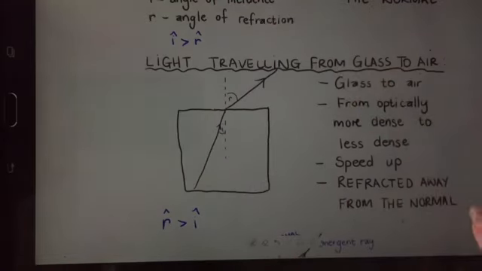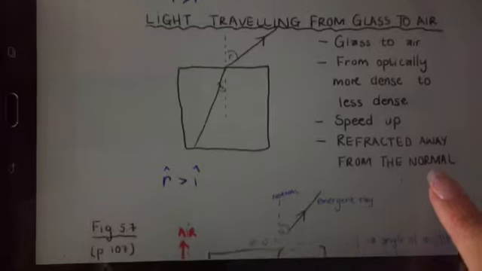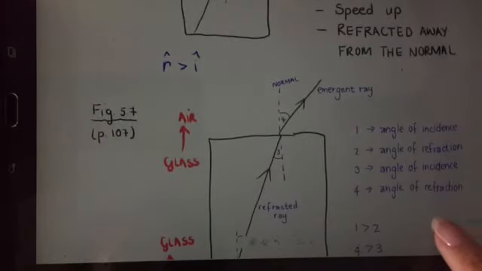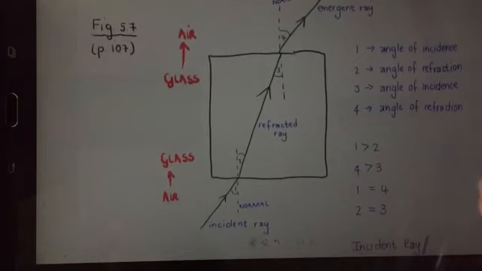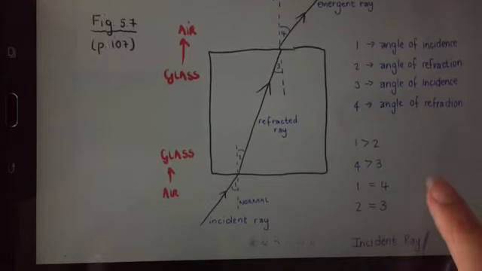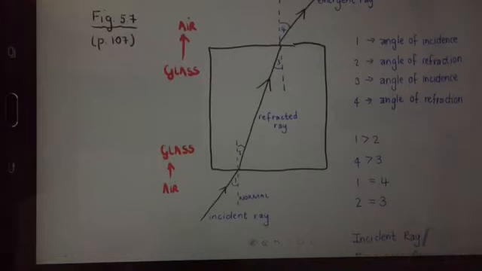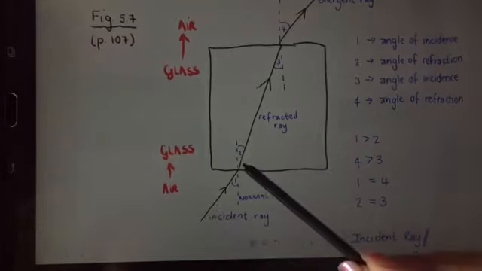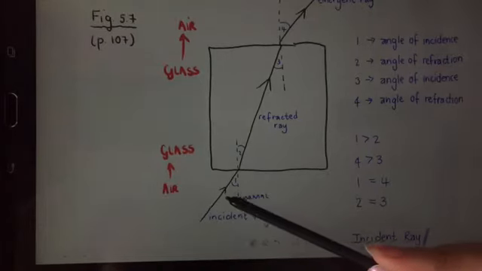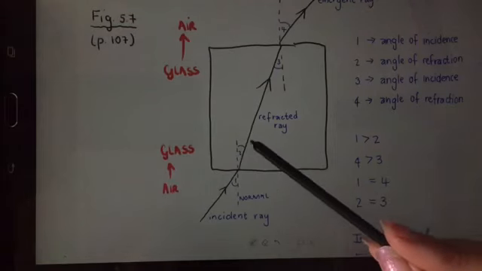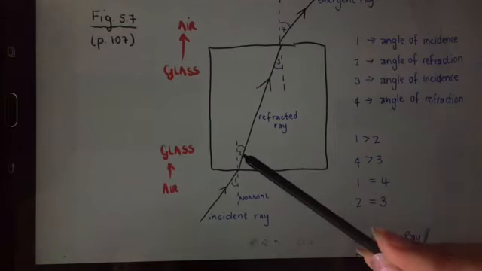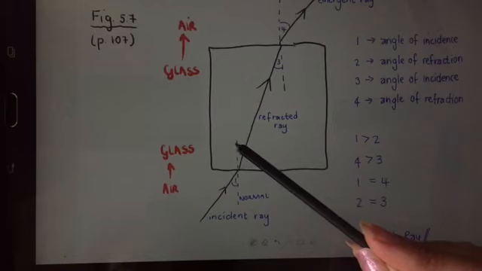So if we take that now and add those two scenarios together, then we end up with something that looks like this. And you'll find this in your textbook on page 107. So this shows the path of light through a glass block. So if we start over here, it's going air to glass. So it's going optically less to optically more dense. It's going to slow down in the glass. It's going to be refracted towards the normal.